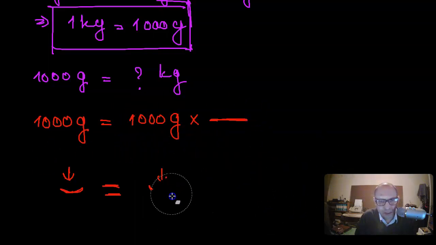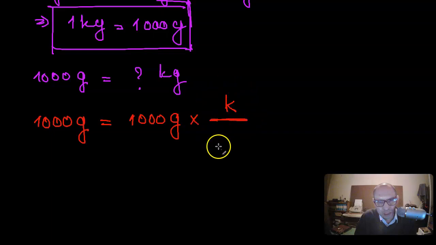How can that be? Essentially, since I have 1,000 grams here and 1,000 grams here, and I'm multiplying by something, this something can be only one. Except for one, nothing else would work here. And I want the kilo here to be multiplied by the gram, so I put the kilo here. And because this division has to be a 1, I have to divide by something which has the exact same amount as a kilo, which is 10 raised to the power 3, which is the same thing as 1,000. So I divide by 1,000, right?